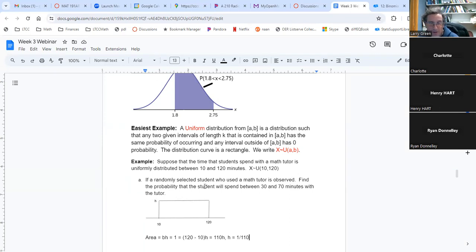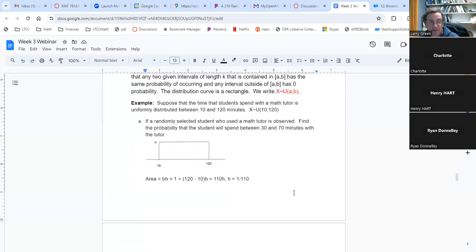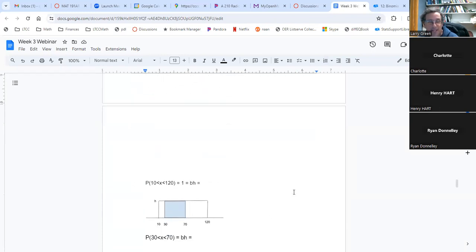Okay, now that we found h, we know what h is. Now we can think about finding the probability that the student spends between 30 and 70 minutes. So I can draw this picture again, and now I have between 30 and 70. The probability of being between 30 and 70 is the base times the height. The base of this between 30 and 70 rectangle is what? How do I find the base?